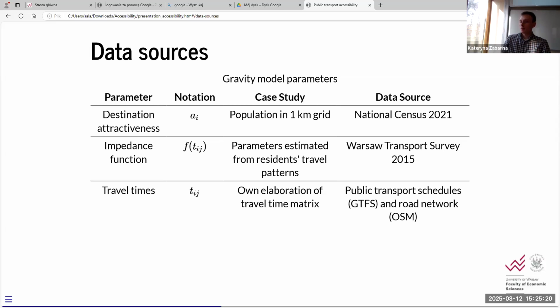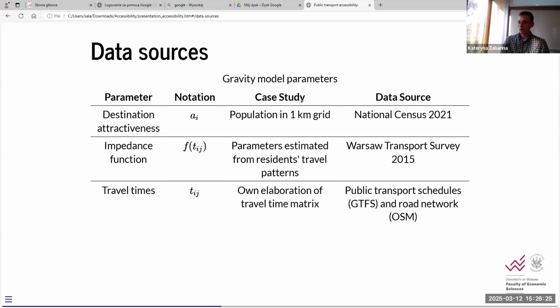Then the impedance function, and here I had to take a look at passengers' behavior, and to do it, I took a look at the Warsaw Transport Survey 2015. It was a survey, done every 10 years, so this year they are surveying people. And as far as I remember, there were 18,000 people asked, and they simply tell the interviewer what time they depart, what time they arrive at the destination, what mode of transport they take. So having this data, I had an empirical function of the length of the travel.